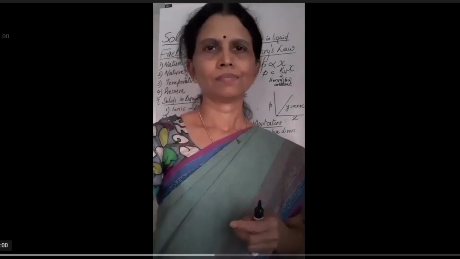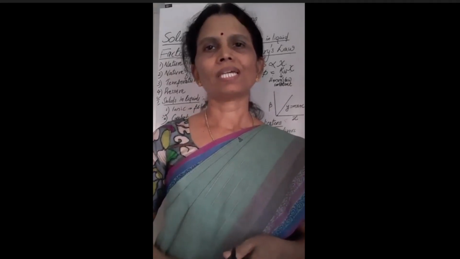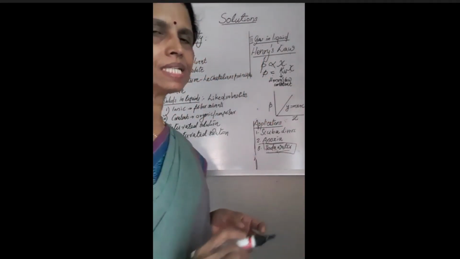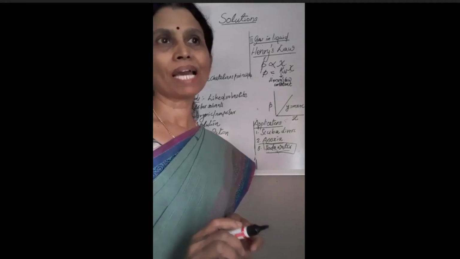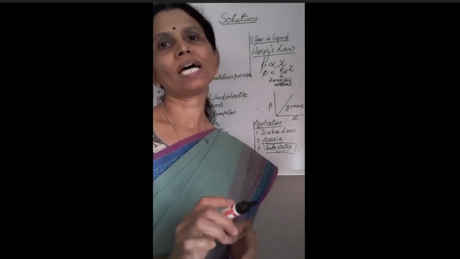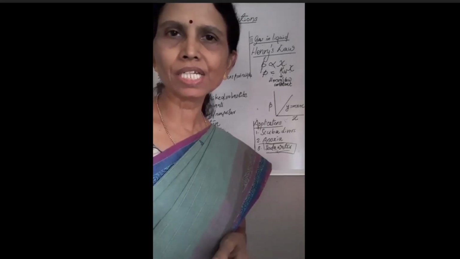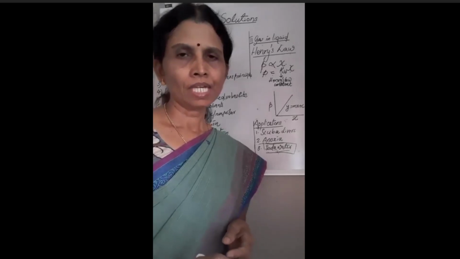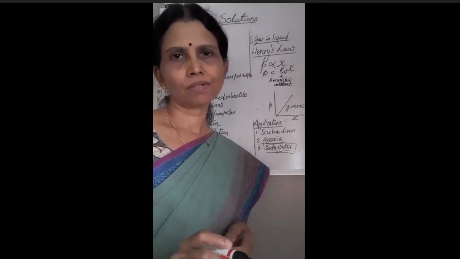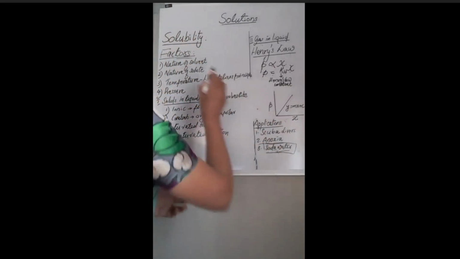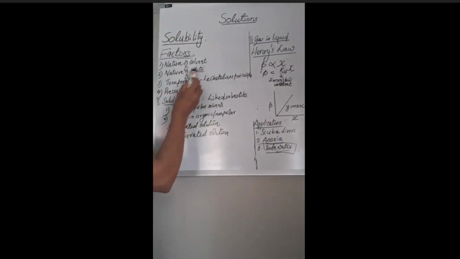Our next topic in the lesson Solutions is solubility. The solubility of a substance is the maximum amount of that substance that can be dissolved in a given quantity of solvent. Now, the factors which decide solubility are nature of solvent, nature of solute, temperature, and pressure.